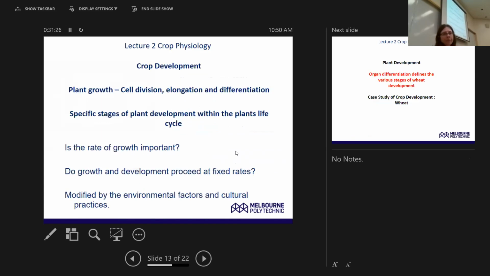All right. So we've looked at plant growth. We've now understood that it constitutes cell division, elongation, and differentiation. We've looked at specific stages of plant development within the plant's life. We are now beginning to understand that the rate of growth is important. It's important from a commercial perspective, and it's influenced by some things we can control and some things like the weather and climate that we can't control. So do growth and development proceed at fixed rates? That's a question for you.